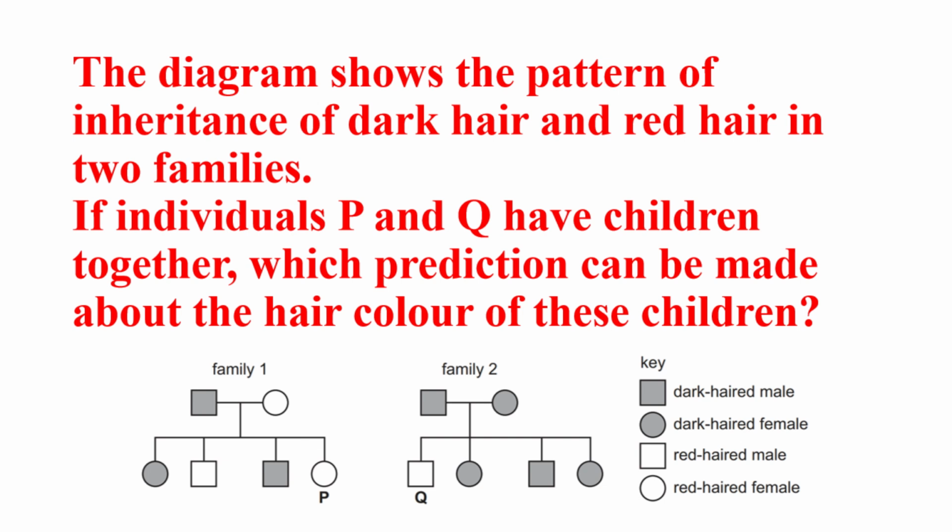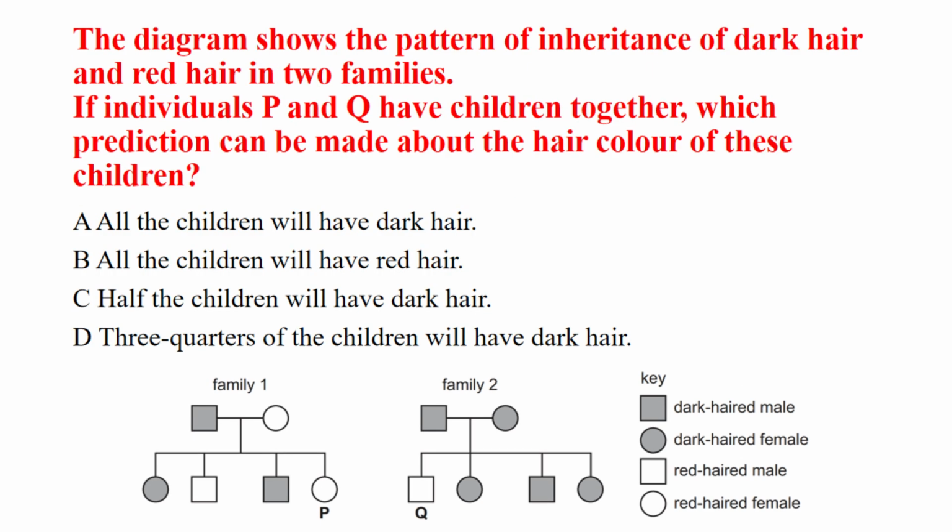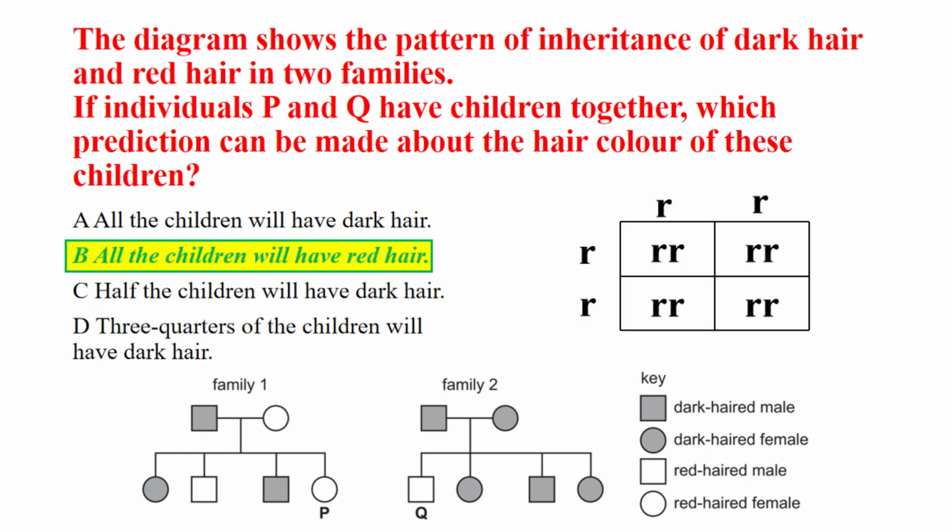The next question examines the inheritance of hair color. The question asks, if P and Q have children together, what can we predict about their children's hair color? The options are: A. All the children will have dark hair. B. All the children will have red hair. C. Half the children will have dark hair. D. 3/4 of the children will have dark hair. The correct answer is B.